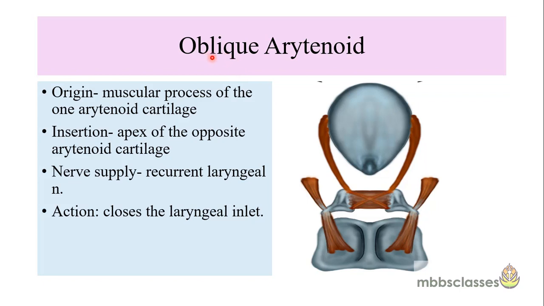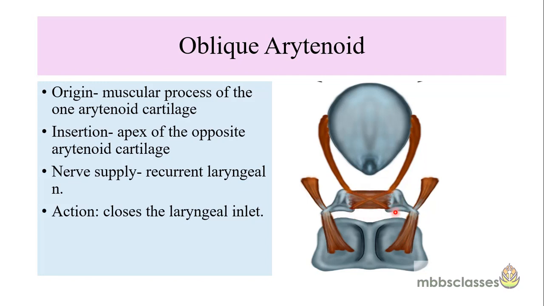The next muscle is the oblique arytenoid. As the name itself suggests, it is oblique. This is the oblique arytenoid muscle. It arises from the muscular process of one arytenoid cartilage and is inserted to the opposite apex of the arytenoid cartilage. So this is the muscular process of the arytenoid, and this is the apex of the arytenoid. So it starts from the muscular process and ends at the opposite apex.